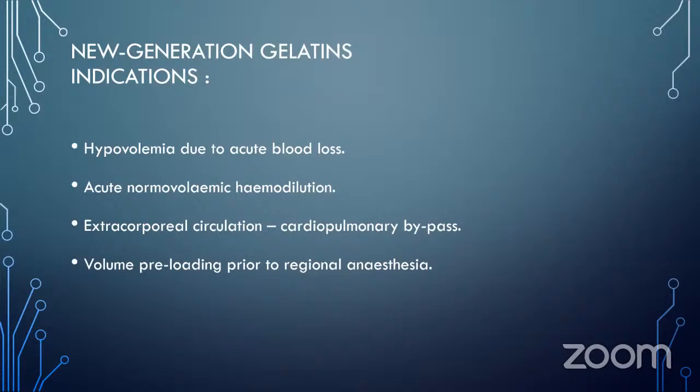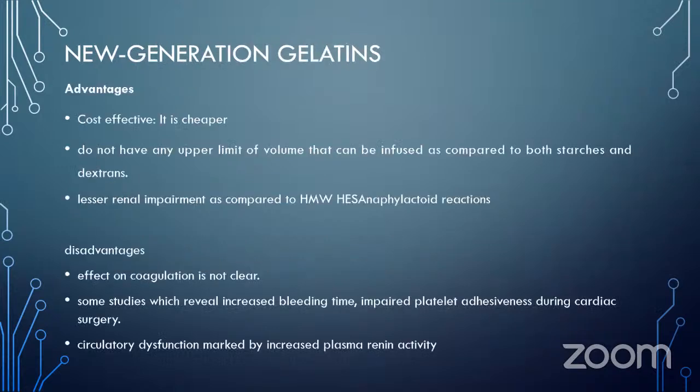good intravascular volume. Also conditions like acute normovolemic hemodilution you can try, extracorporeal circulation, especially cardiopulmonary bypass, and volume preloading prior to regional anesthesia. These are the indications where you can use gelatins. But as far as ICU is concerned, they are not the initial choice of fluid resuscitation.